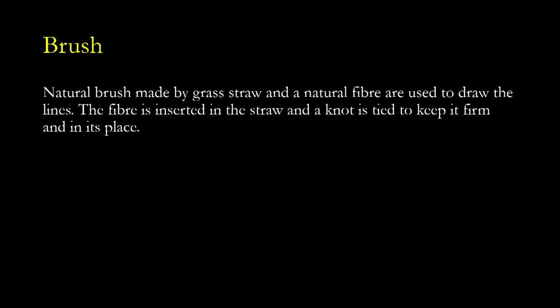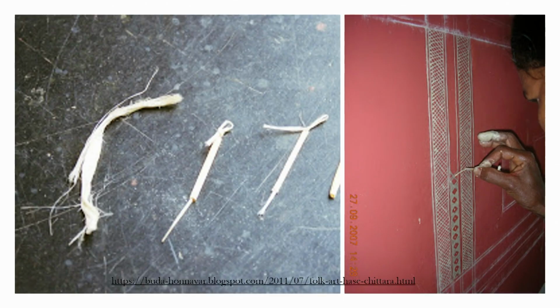Brush. The natural brush made of grass, straw and a natural fibre is used to draw the lines. The fibre is inserted in the straw and a knot is tied to keep it firm and in place like this. So, the brush is made with natural fibre and it is tied to a knot, so that the artist gets a firm hold of it.